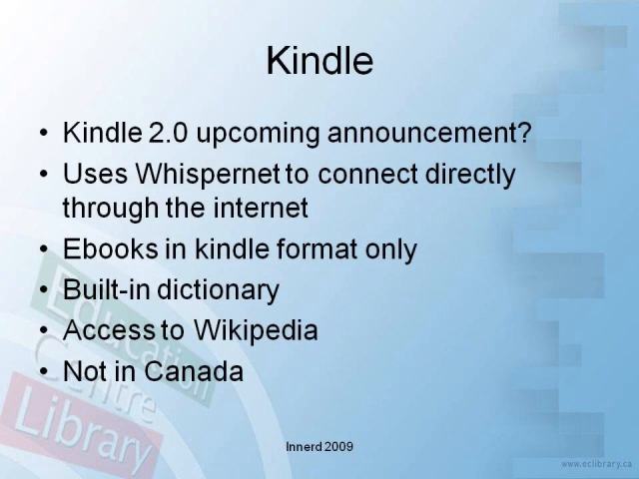The reader that most people have heard about is the Kindle, which is not available in Canada. The unique thing about it is that it connects directly to the internet over the cell phone network. Through it you can access Amazon and Wikipedia. The thing to be aware of is that ebooks are in the Kindle format. The Kindle 2.0 was recently announced and has some more interesting features, such as text-to-voice capability.